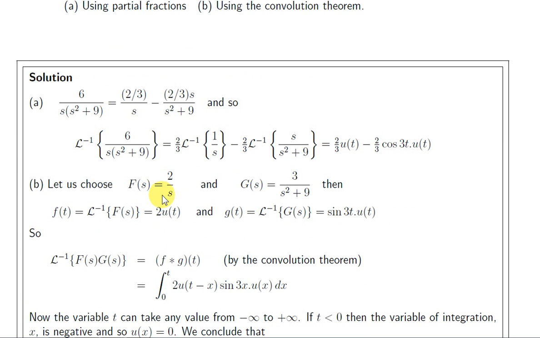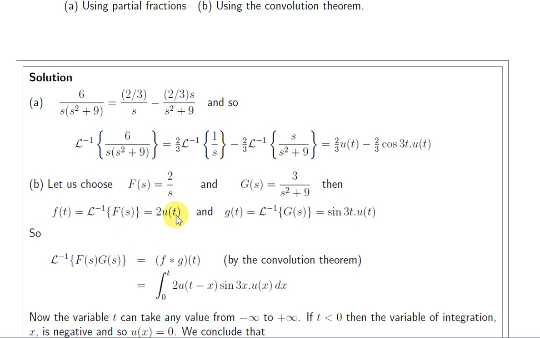Now let's use the convolution theorem. So we can write 6 over s times s squared plus 9 as a product of two functions of s. We can write it as 2 over s times 3 over s squared plus 9. The reason why we write it like this is because we want this thing to have the form a over s squared plus a squared, where a is equal to 3, and we know the inverse transform of such a thing is sine of at, where a is 3. So that's why we factorized 6 as 2 times 3 in writing our function as a product of functions F and G.